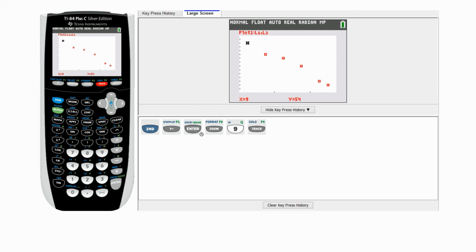Push trace. My first point is (9, 54). I press the right arrow button. And my last point is (18, 43). So those are the 2 points I want to use to find the equation of my line.